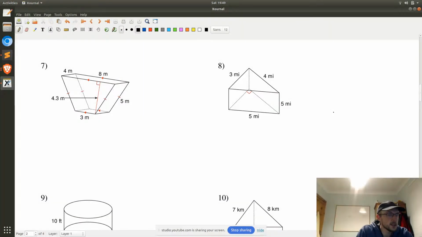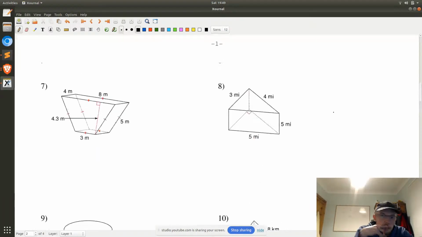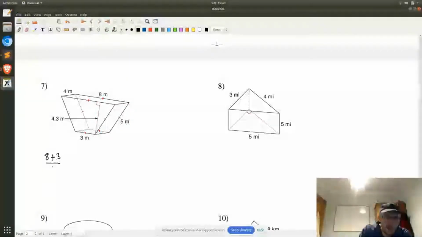And here, they will no doubt start getting a little bit more difficult. So, contend with the trapezium. That's 8, that's 3, and that's 4.3. So, average out the parallel sides, times that by 4.3, and then times that by 4.